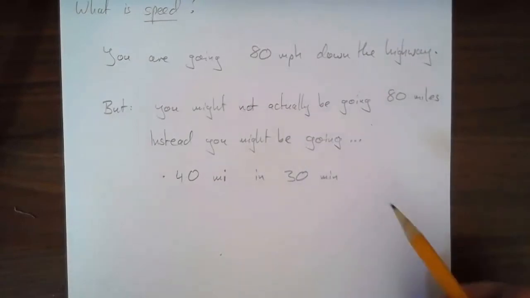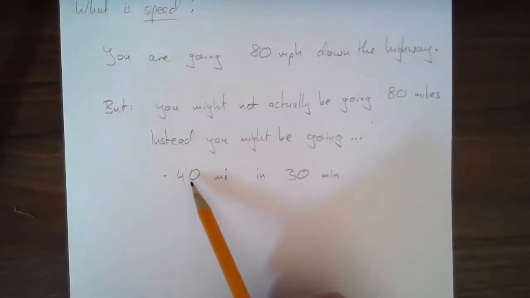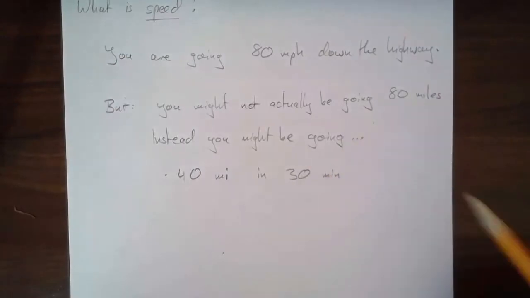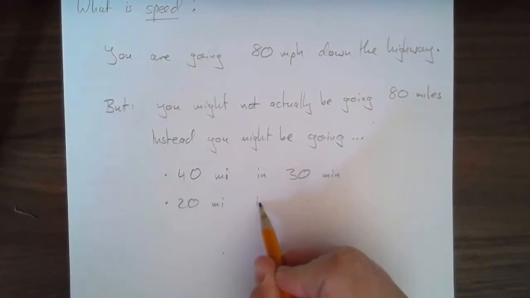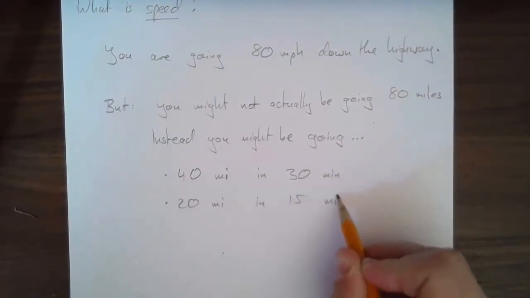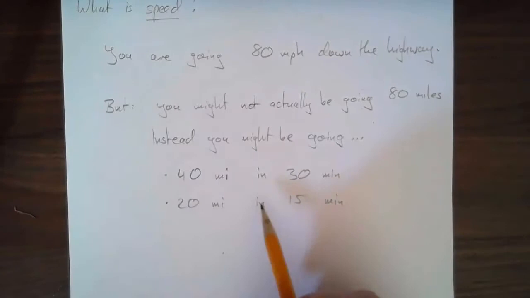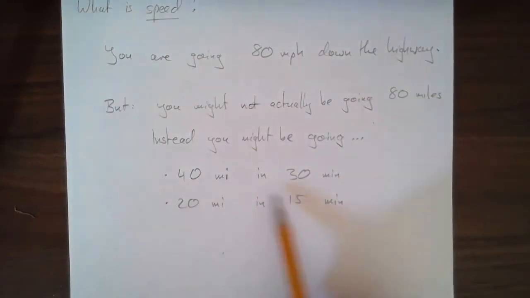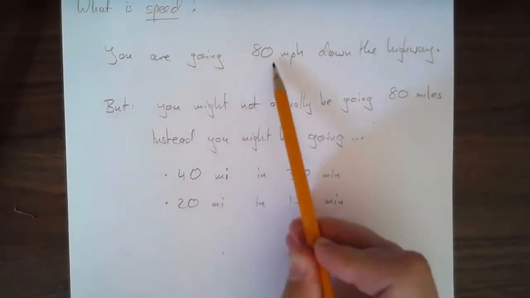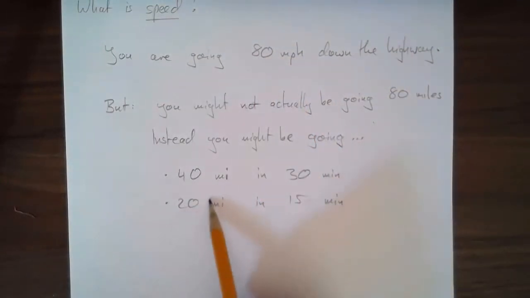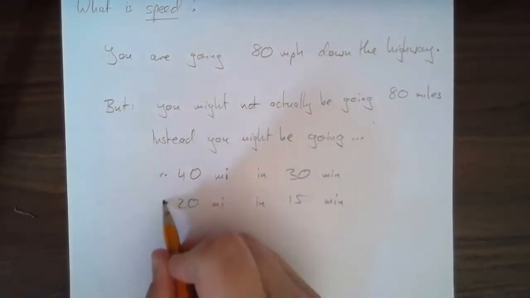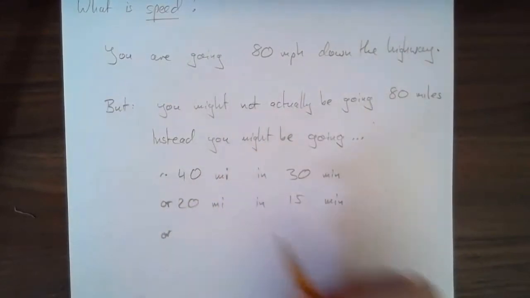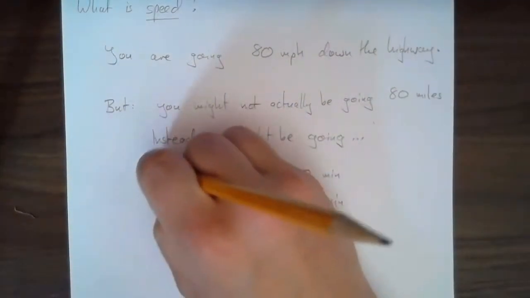It's the same speed. You need to be going 80 miles per hour to go half of that in half the time. Or maybe I'm going 20 miles in 15 minutes. Again, to achieve that, I need to be going 80 miles per hour. When I'm driving in my car, the speedometer needs to show me 80 miles per hour, or else I won't be able to get 20 miles in 15 minutes. Or maybe these are all ors. So it's this or this or this.